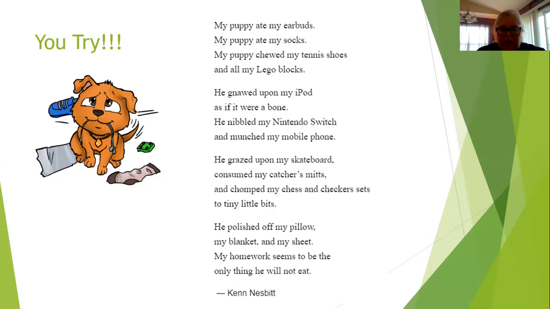He polished off my pillow, my blanket, and my sheet. My homework seems to be the only thing he will not eat. Puppy.